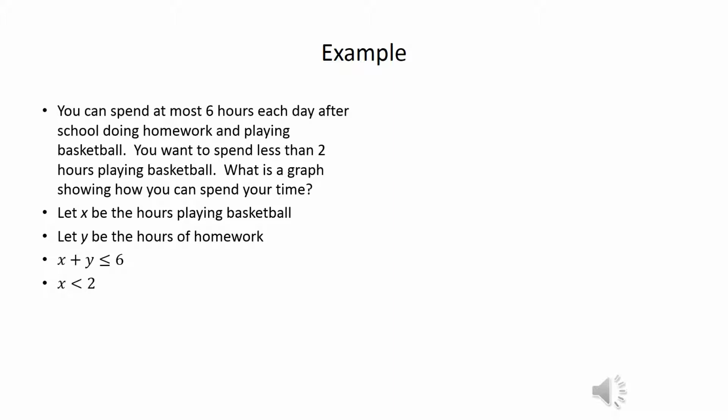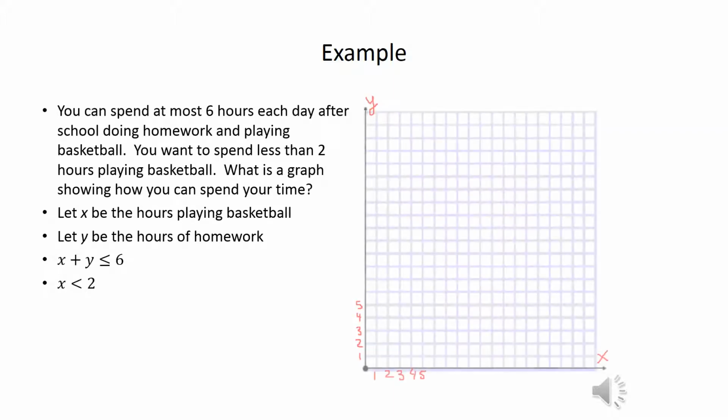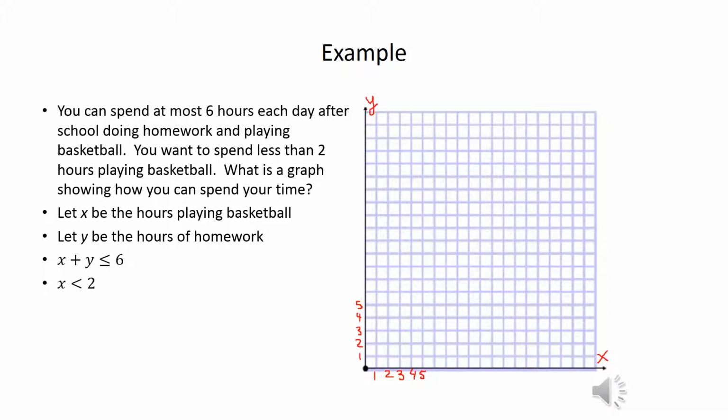So, on my graph, which I've set up, I only need the top right-hand corner because, again, I'm dealing with hours and I'm dealing with playing sports, so I only need to make sure that I have the positive parts of the graph. Now, the first thing I need to do is change x plus y is less than or equal to 6 to slope-intercept form. And I've done that by going y is less than or equal to negative x plus 6. I then graph that inequality as such and highlight it.